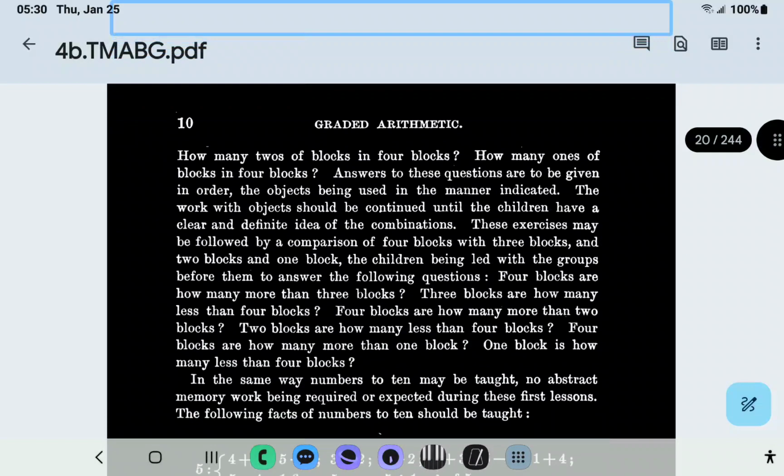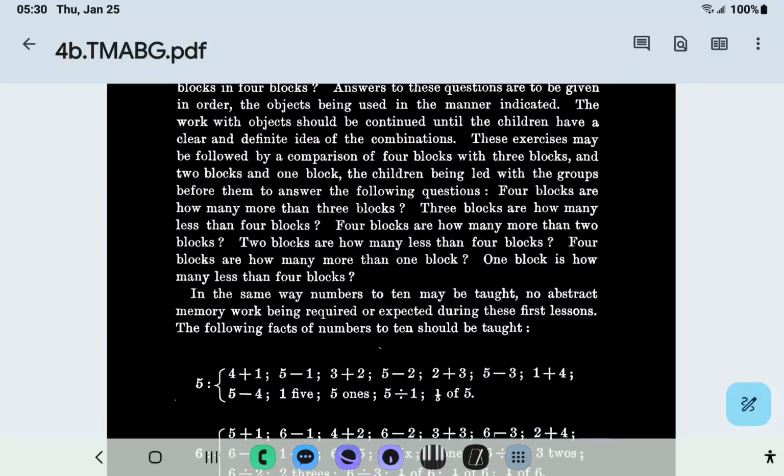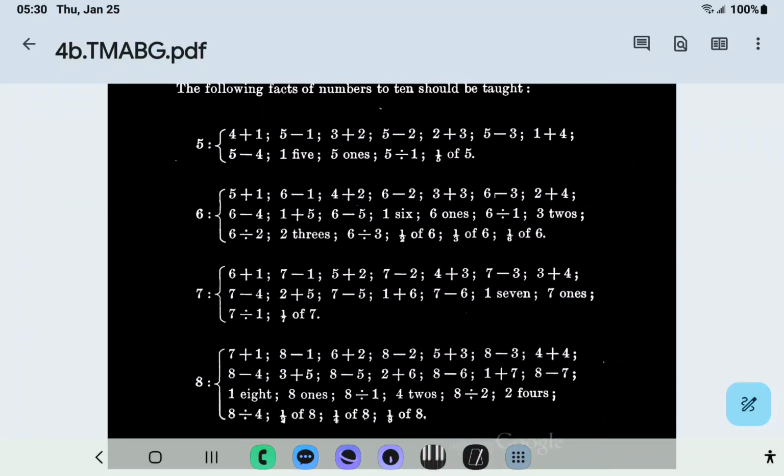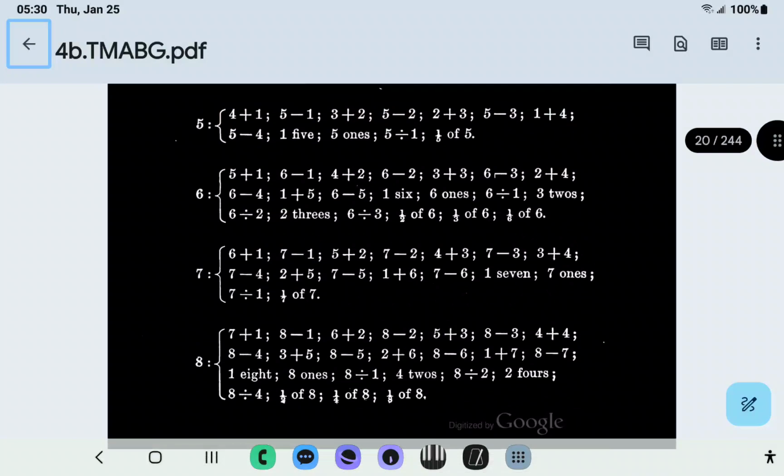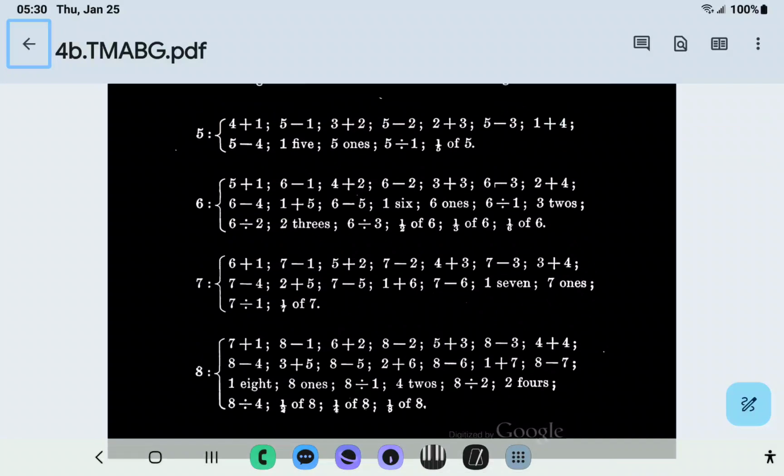This is kind of like what we did in year 1, so this is, I guess, good if you're just learning how to teach numbers.